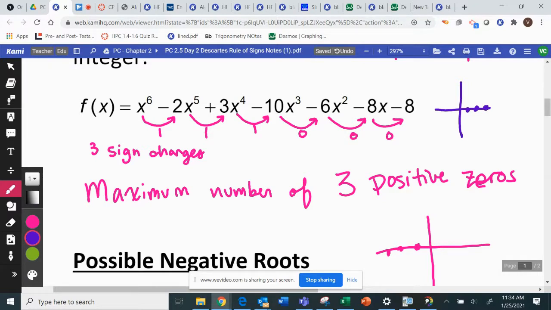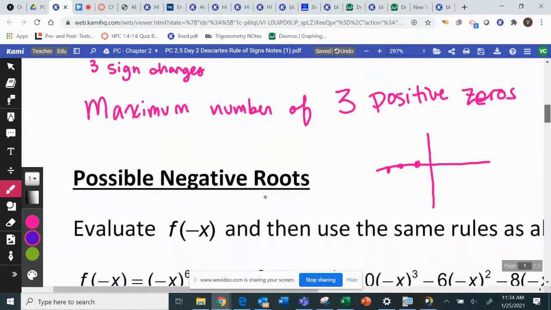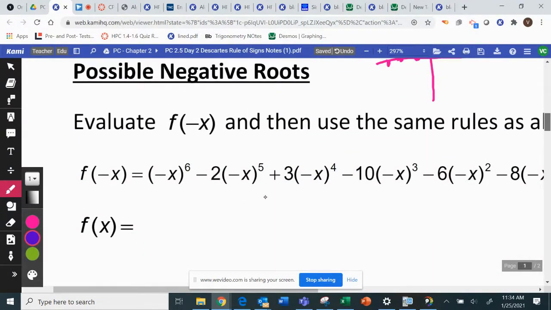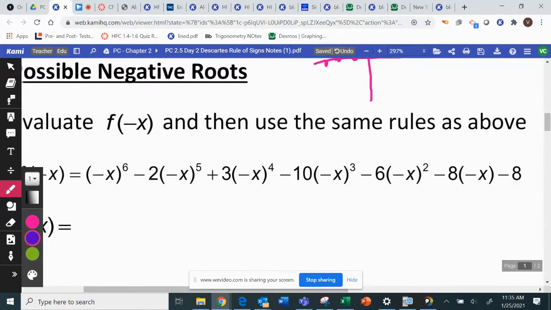How many zeros will there be total? There's going to be 6, right? Our degree is 6. So there will be 6 total zeros. Maximum 3 of them are going to be positive. So now we're going to do possible negative roots. To find possible negative roots, you change all of your x's to negative x. So this is the exact same equation as before, only every single x is now negative x.